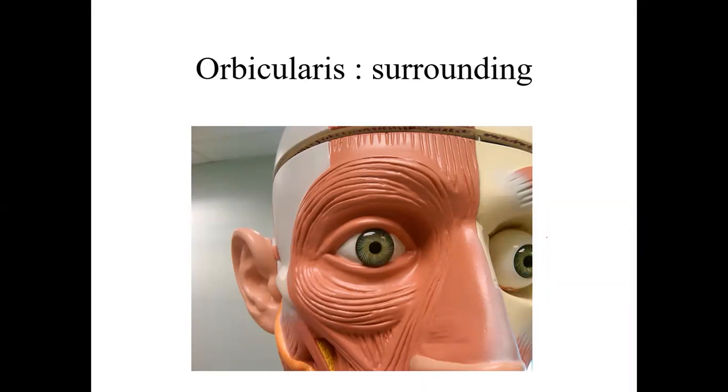Orbicularis means to surround. So this is a muscle surrounding the eye. This particular muscle is referred to as the orbicularis oculi. You also have the orbicularis labii. Labia means lips. So the orbicularis labii is the one that you do duck face with. When you're doing your selfie and doing your duck face, that's your orbicularis labii.